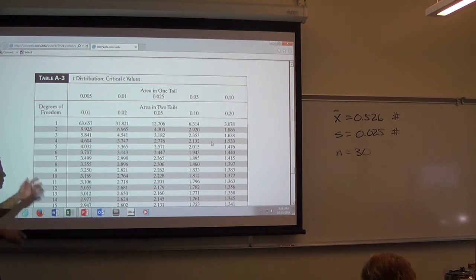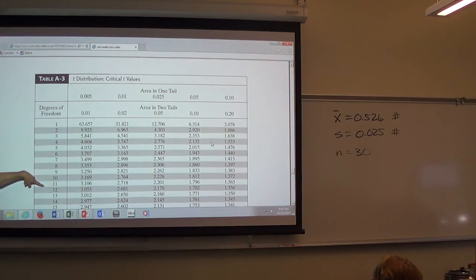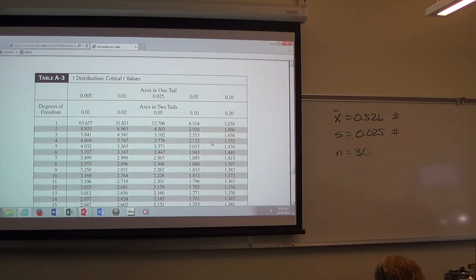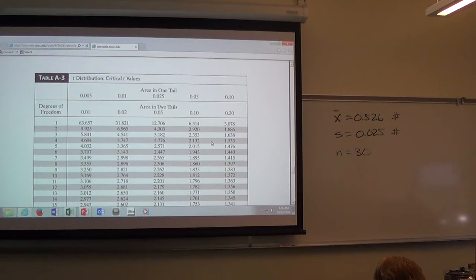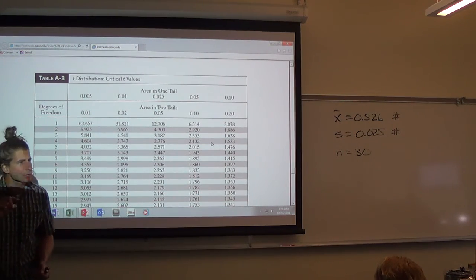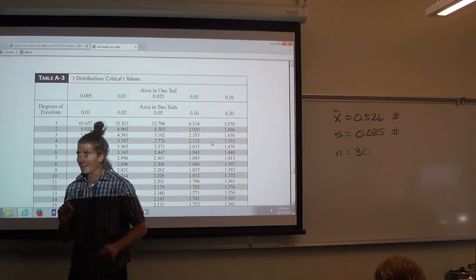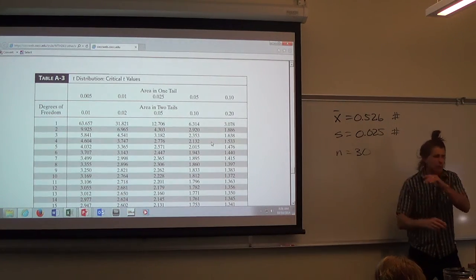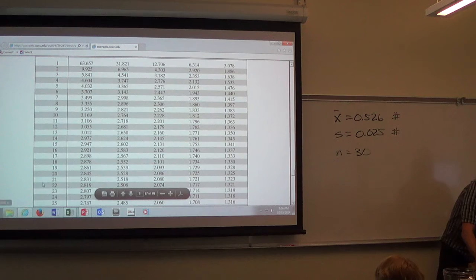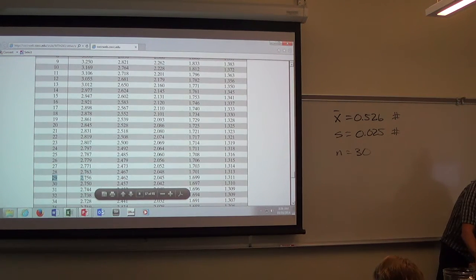So the first thing you have to do is figure out how many degrees of freedom we would have with 30 burritos. We'd have 29. Remember the n-1 in the sample standard deviation calculation? It's that again. You're going to see a lot of n-1s in this class as we go through. We'll deal with them all in turn. So we need to be in this row right here.